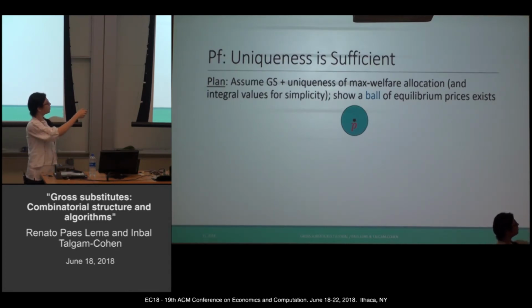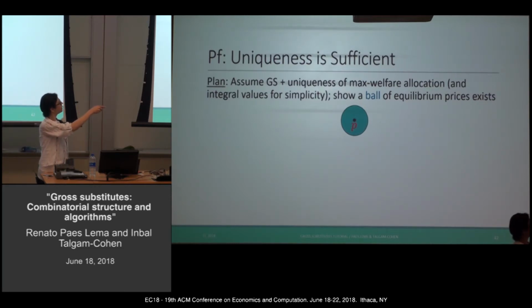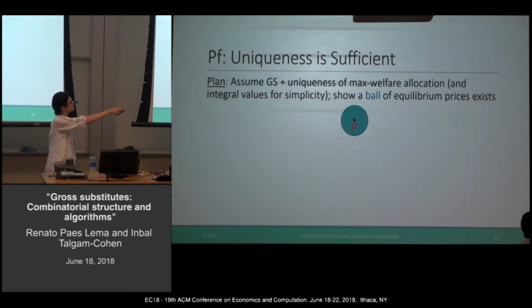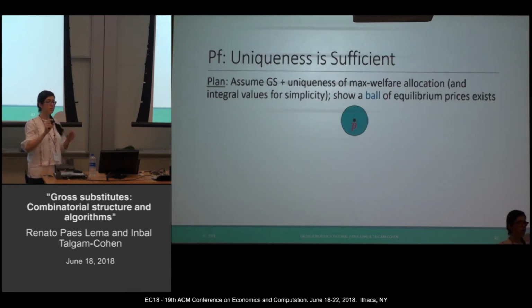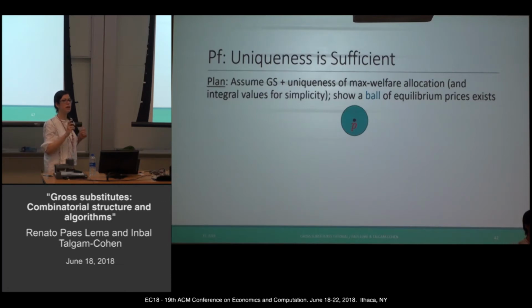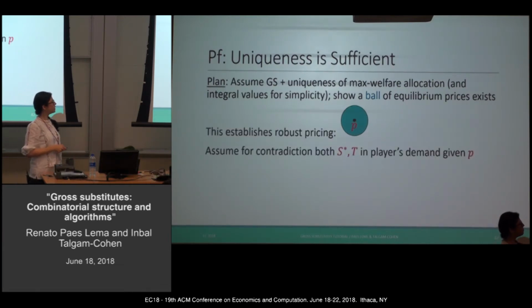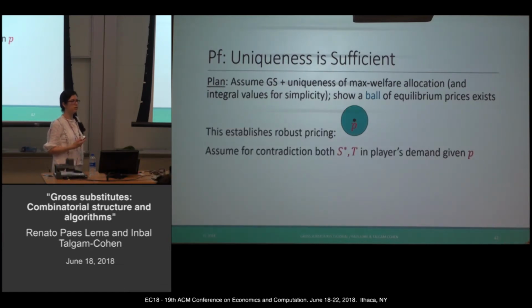OK, so here's a proof sketch. I'm going to start by assuming the uniqueness of maximum welfare allocation, assuming gross substitutes. And what I'm going to show is that there exists a ball of equilibrium prices. This means that I'm going to have some equilibrium price vector P, that if I change every one of its coordinates a little bit, I stay in the ball, so this is still an equilibrium price vector. Why is this enough? Because let's see why this means that this P here has to be robust pricing.